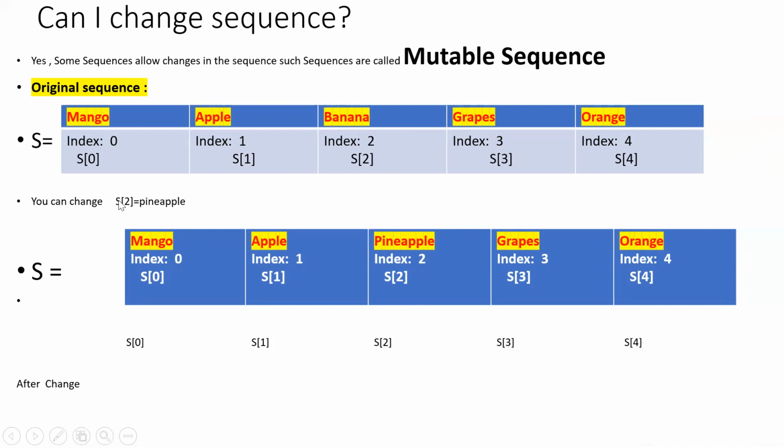So this is the syntax. Now how can you change? You have to write the sequence name and the subscript notation, that is, the square bracket, and the index number, and equal to, and the new value you want. Okay.